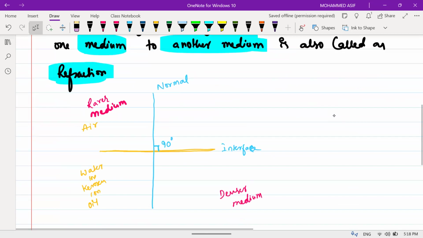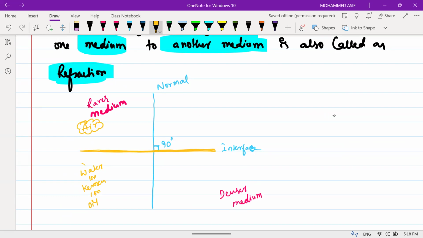What do you mean by interface, beta? The line which separates the rarer medium and the denser medium is called the interface. This yellow line is the interface. It is separating the rarer medium and the denser medium. Wherever air is present, that is called the rarer medium. Wherever water, kerosene, or oil is present, that medium is called the denser medium.